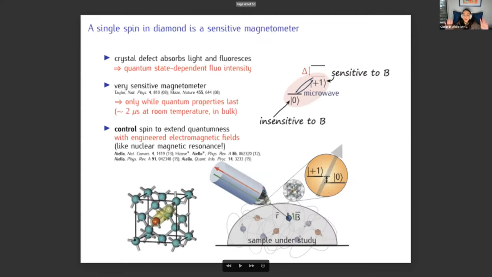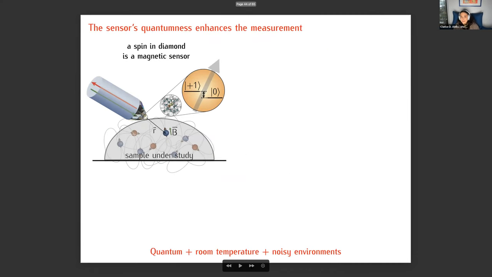I'm going to go back here because that slide was not important. What's important is this big picture here. You have a tiny little sensor that works at room temperature under messy conditions, right? And that can sense tiny little things, okay? And with that, I have just shown you a quantum sensor that works at room temperature and in noisy environments. That's the very first quantum sensor that works at room temperature and in noisy environments.